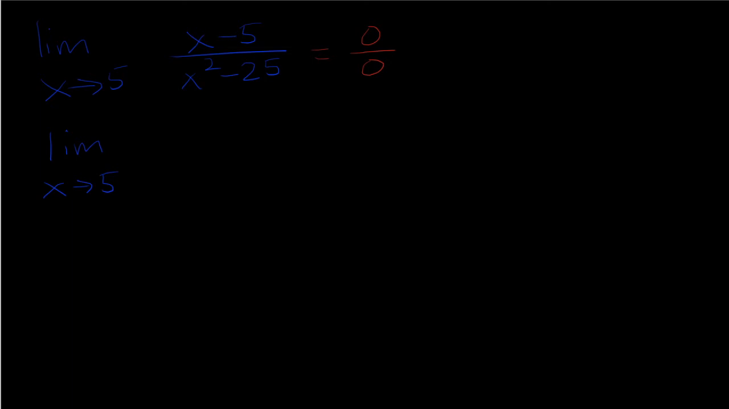So a good way to solve this problem is by factoring out the denominator. So if we factor that out, we get x minus 5 times x plus 5. The x minus 5 cancel, and you're left with 1 over x plus 5. And if I plug in 5 for x, I get 1 over 10.